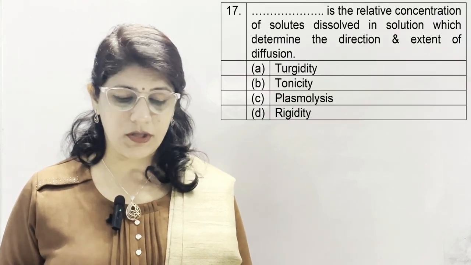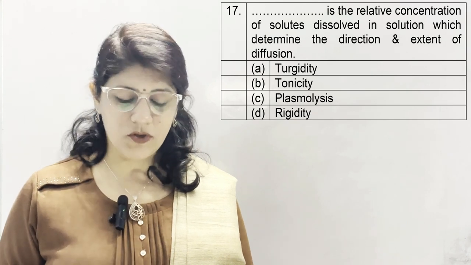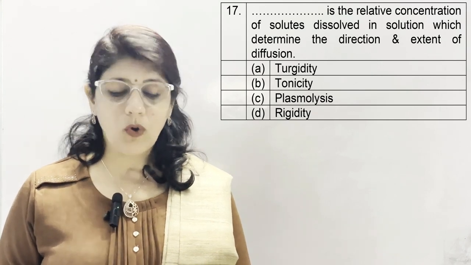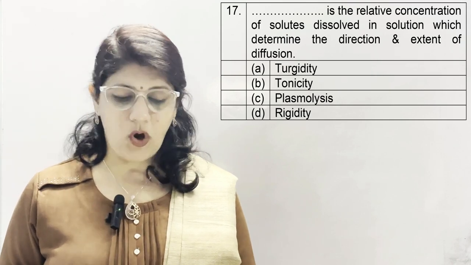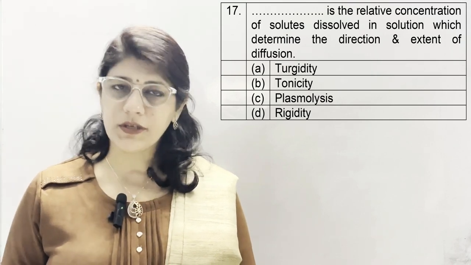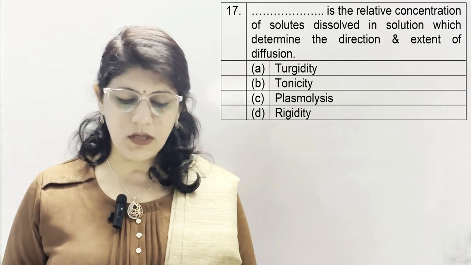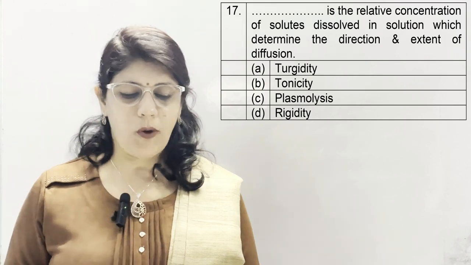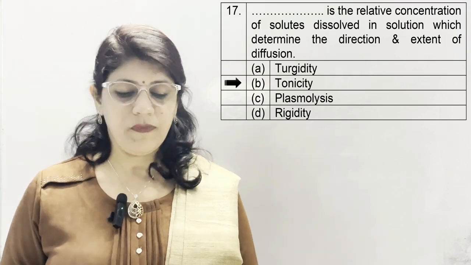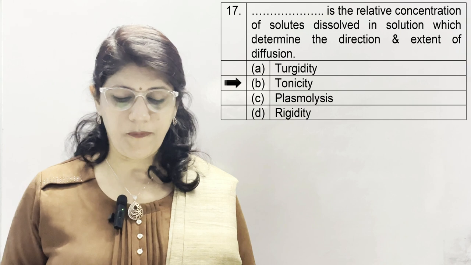In question number 17, dash is the relative concentration of solutes dissolved in solution which determines the direction and extent of diffusion. A, turgidity; B, tonicity; C, plasmolysis; and D, rigidity. The correct option is tonicity, which is the relative concentration.